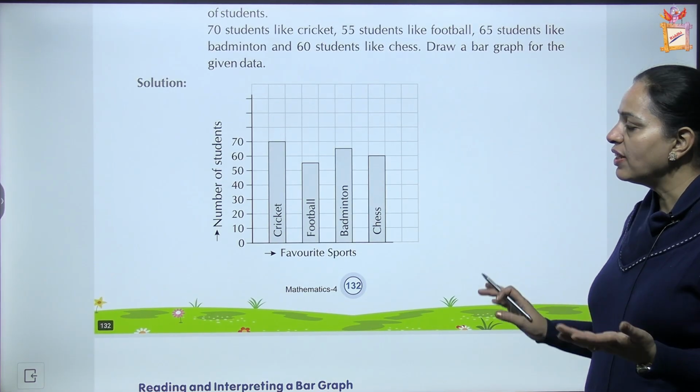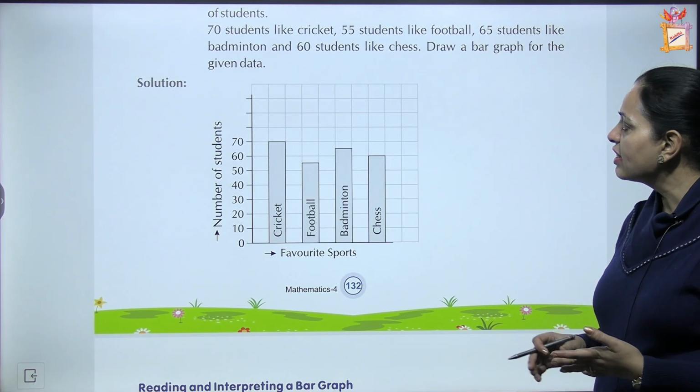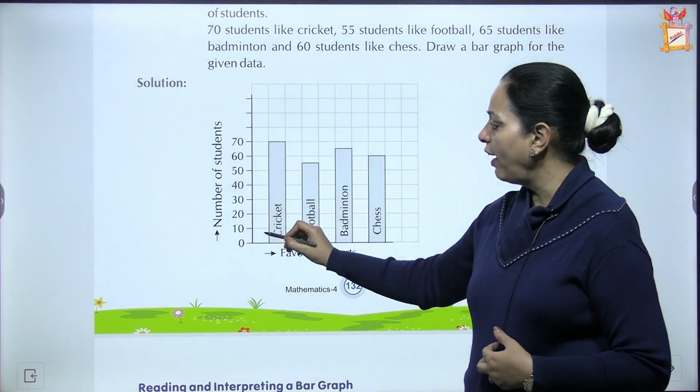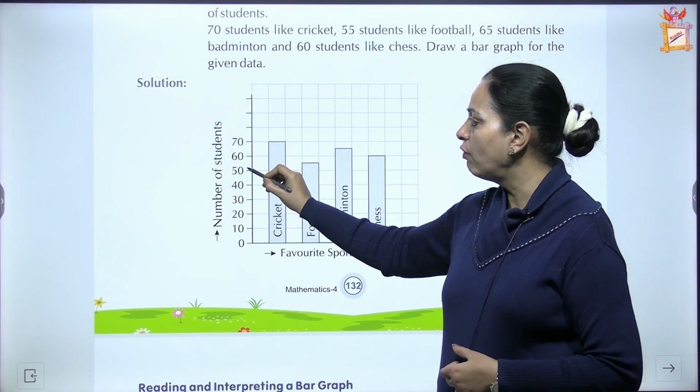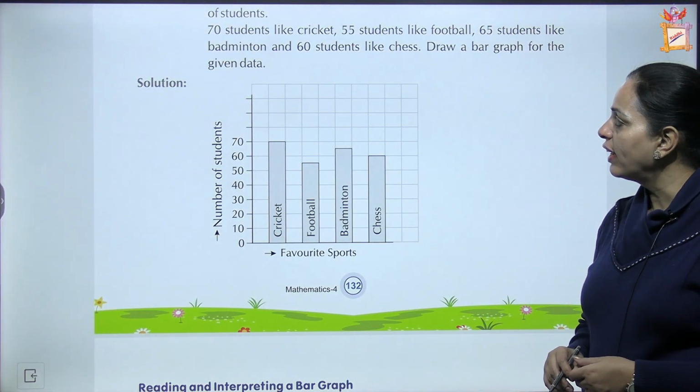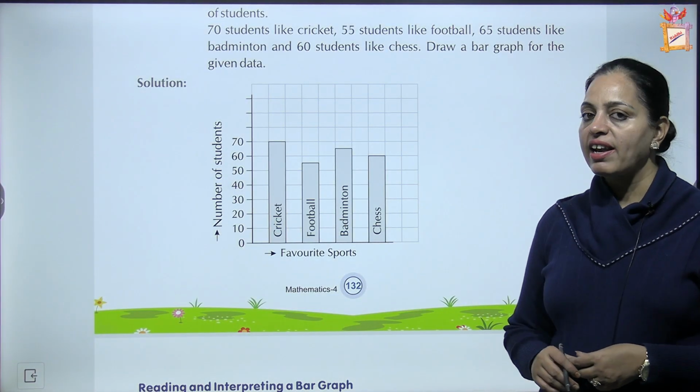Numbers here like 70, 55, 65, 60. So we can take 10, 10 each: 10, 20, 30, 40, 50, 60, 70. Now the first one is 70 students like cricket.